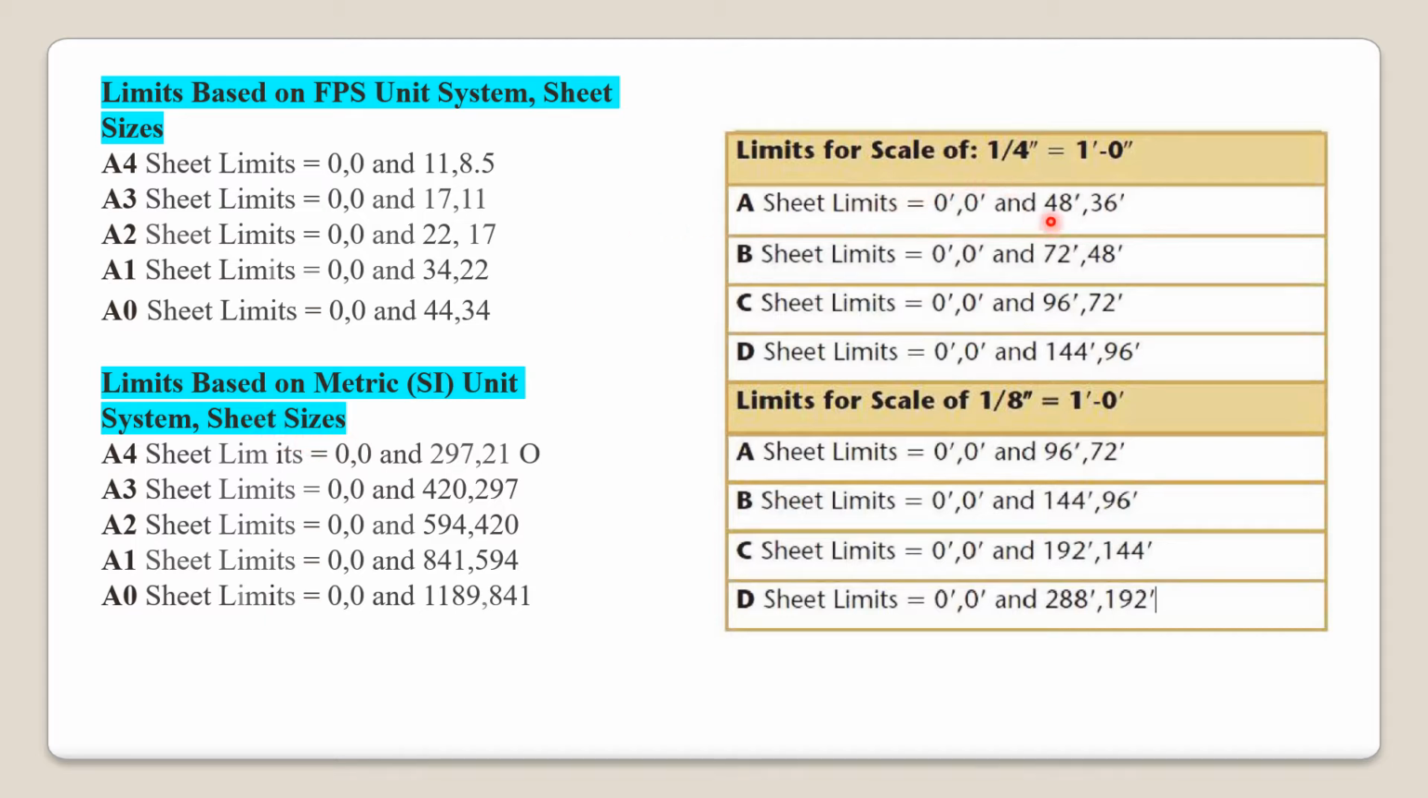If you are working on a scale and you want to redefine the limits, for example, if you have selected in the FPS system the scale of 1/4 inch equals 1 foot, then the sheet size limit will be 0, 0 as the lower limit and 48 feet and 36 feet as the upper limits. I will also show this in AutoCAD.